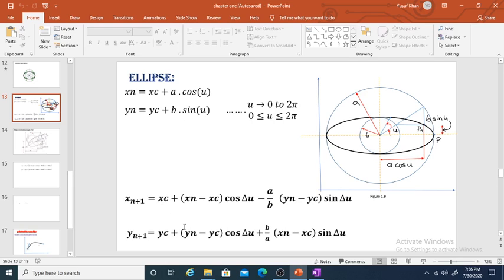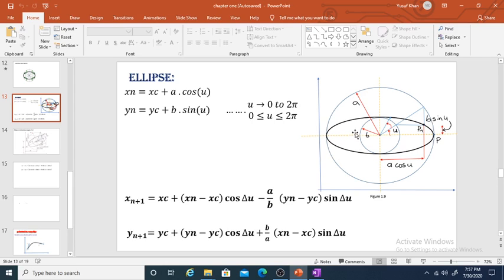You can use these two equations in incremental form, if the angle increment between two adjacent points is kept constant. So this is the formula to calculate the pixels or points on the ellipse. This formula is suitable only if the major axis and minor axis of the ellipse are parallel to the x-axis and y-axis respectively.